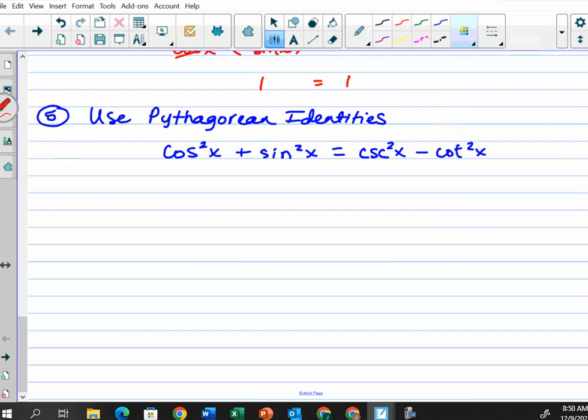Okay, I'm going to do this one on the left. What is cosine squared plus sine squared? 1. Okay. Look through your Pythagorean identities. Does 1 equal anything helpful to us? Cosecant squared minus cotangent squared. Oh, look at that. This is nice. Cosecant squared minus cotangent squared equals 1.